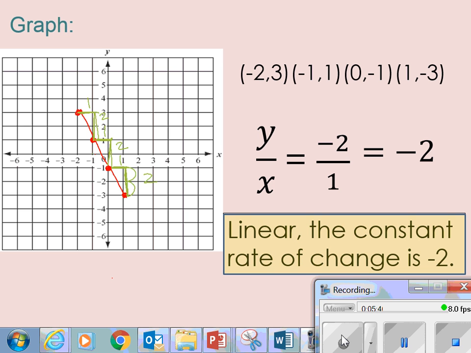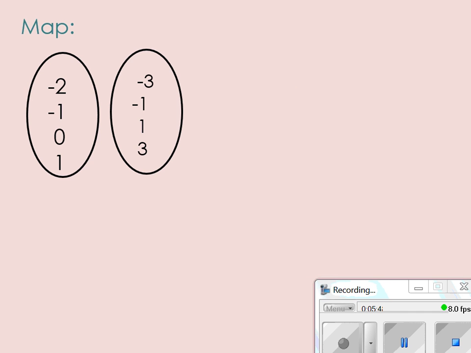So let's go to the next section, which is going to be the maps. I've created the map for you. The only thing you need to do now is create the lines, and I will let you know that I've used the same examples for the tables and for the graph. So use those ordered pairs to create your map.